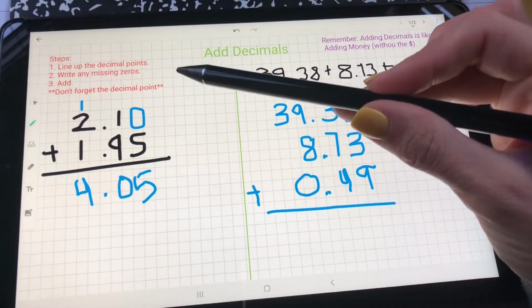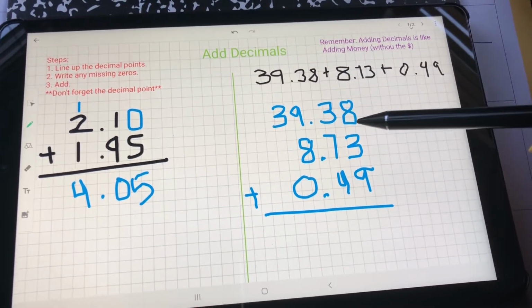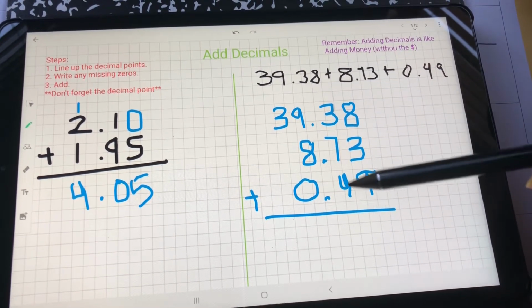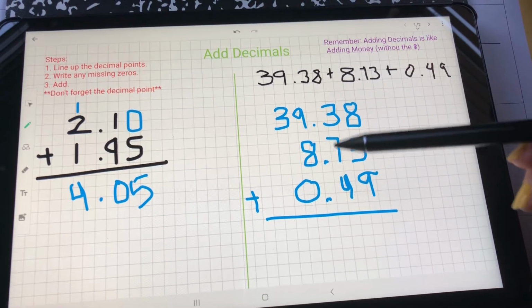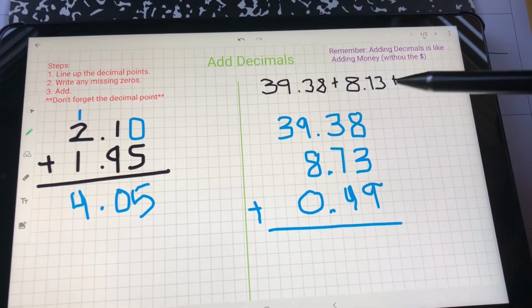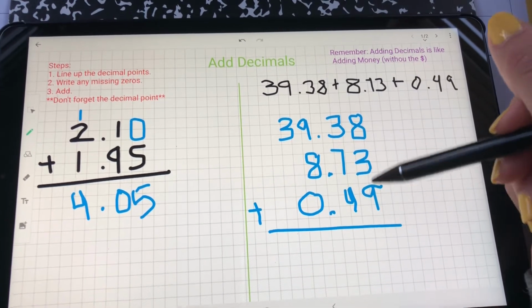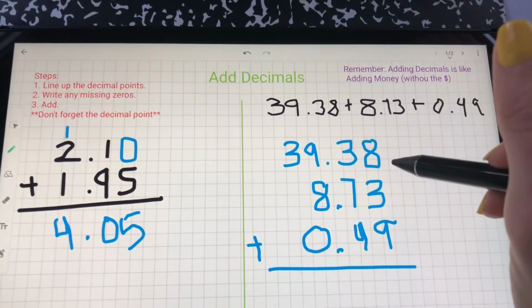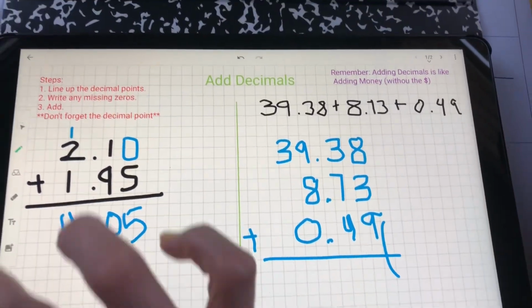Do we have any missing zeros? No. This one has 2, this one has 2, this one has 2 places. So no digits here, no places are empty that we would need to add a 0. So what does that mean? We're ready to add. So we're going to add the digits in the hundredths place first, the same way we would add money.